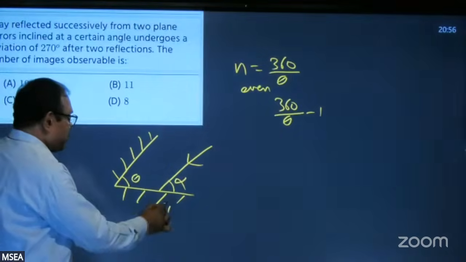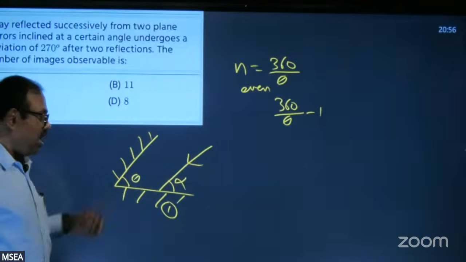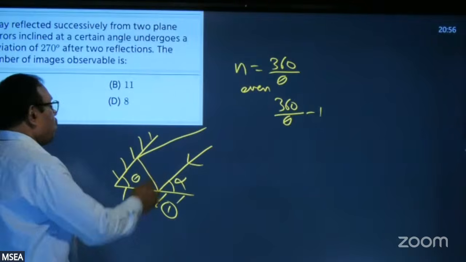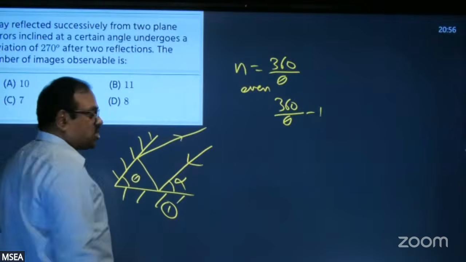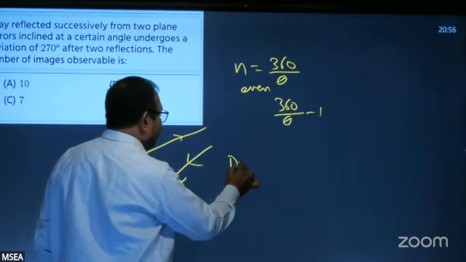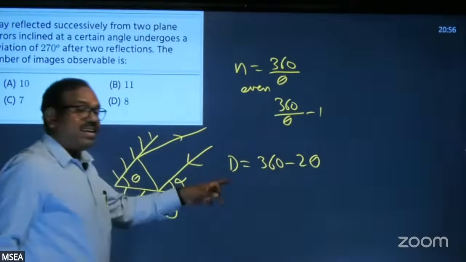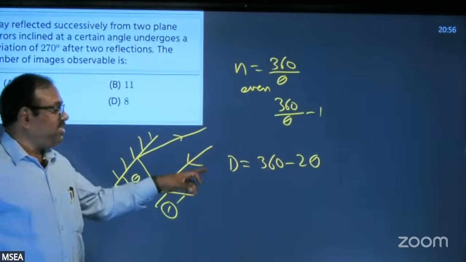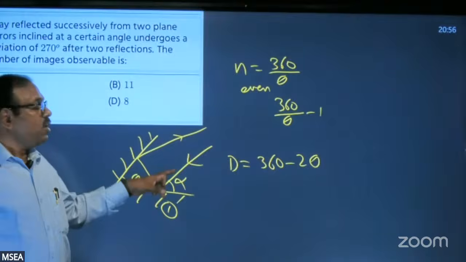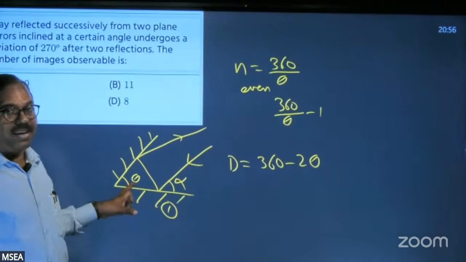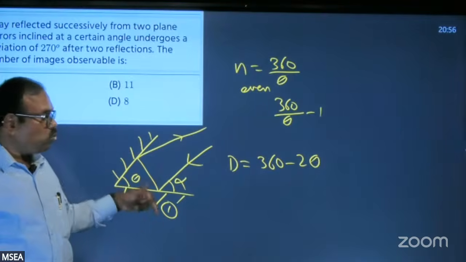So let us take the first mirror. The ray falls with an angle alpha, then reflects and comes back like this. Now, what about the deviation that occurred? The deviation is equal to 360 minus 2 theta, you have to remember this. The deviation is independent of the angle of incidence of the light ray. It does not depend on that, it depends on the angle between the two mirrors.